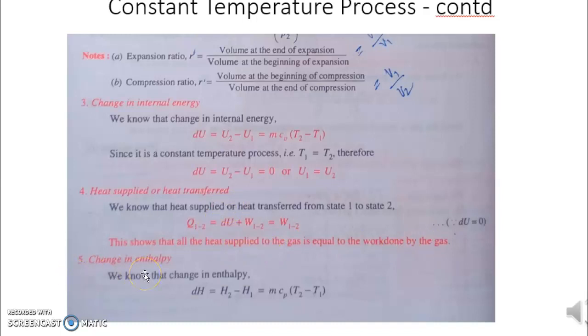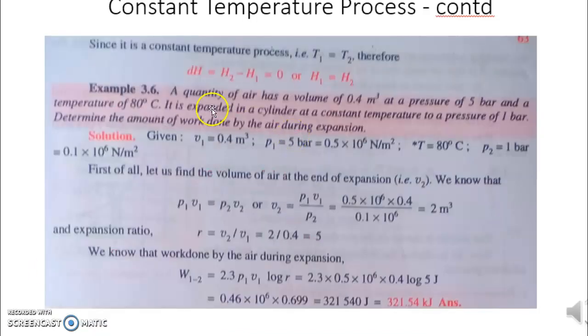The change in enthalpy: H2 minus H1 equals mCp into T2 minus T1. It is the same for all the processes. Here also the temperature remains the same, so it is 0. The change in enthalpy is 0, or H1 will be equal to H2.